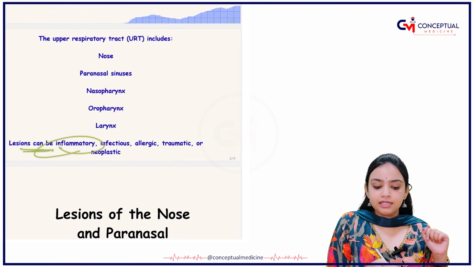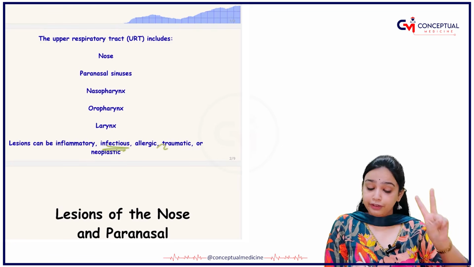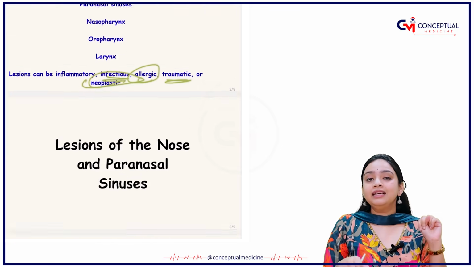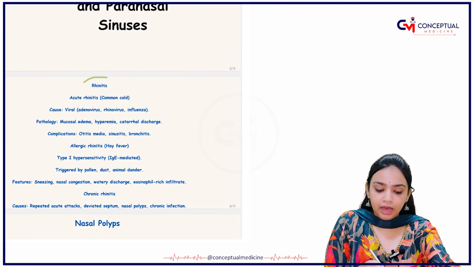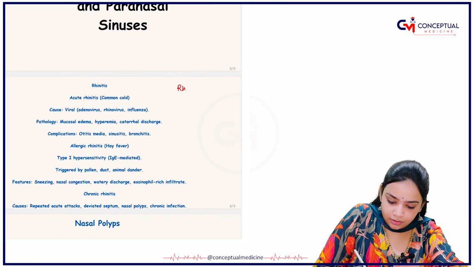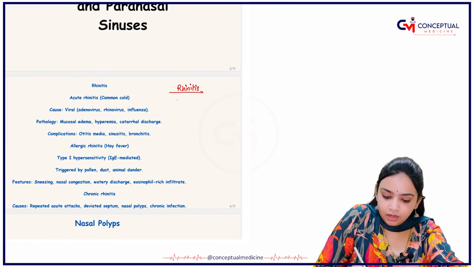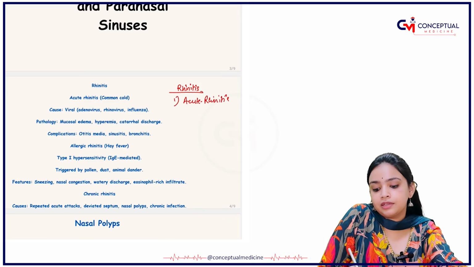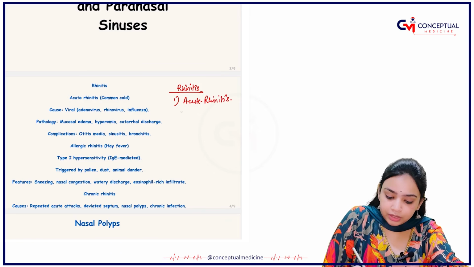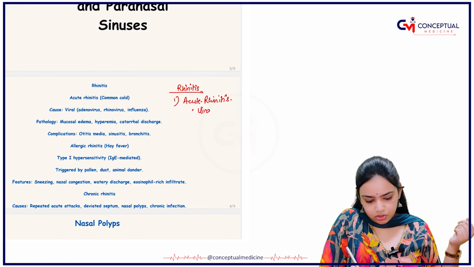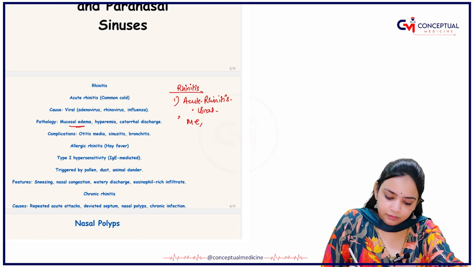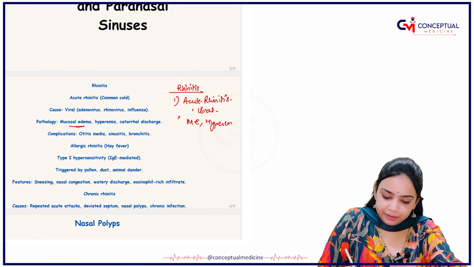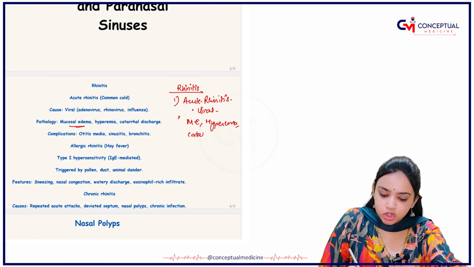Now what happens if there are lesions? There will be inflammatory lesions, there can be infectious lesions, allergic or traumatic lesions. So let's talk about the lesions of nasal and paranasal sinuses. First thing is rhinitis. In rhinitis, the first is acute rhinitis, which is related to your common cold. What are the causes? Mainly viral causes. What is the pathology? You have mucosal edema, then there can be hyperemia and catarrhal discharge.